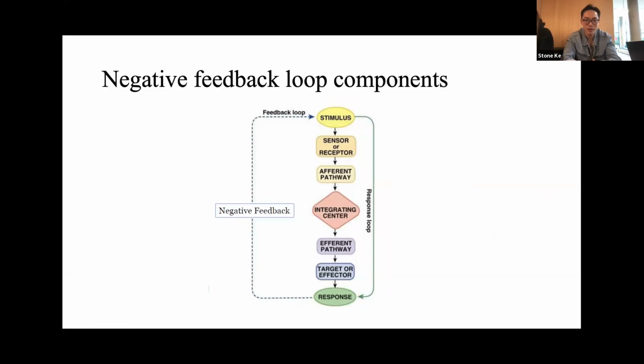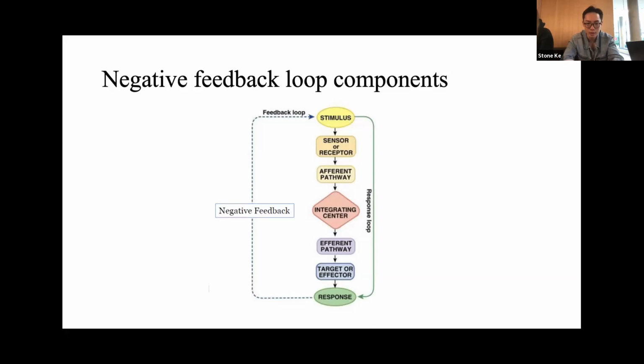So you start with a stimulus. That's the change, such as too low. Actually, we'll go through an example later. But the stimulus is the change. You have a sensor detecting that change. The afferent pathway is what's relaying the signal from the sensor to the control center, that integrating center, right? So you have the sensor, you have the afferent pathway, and then you have the integrating center.